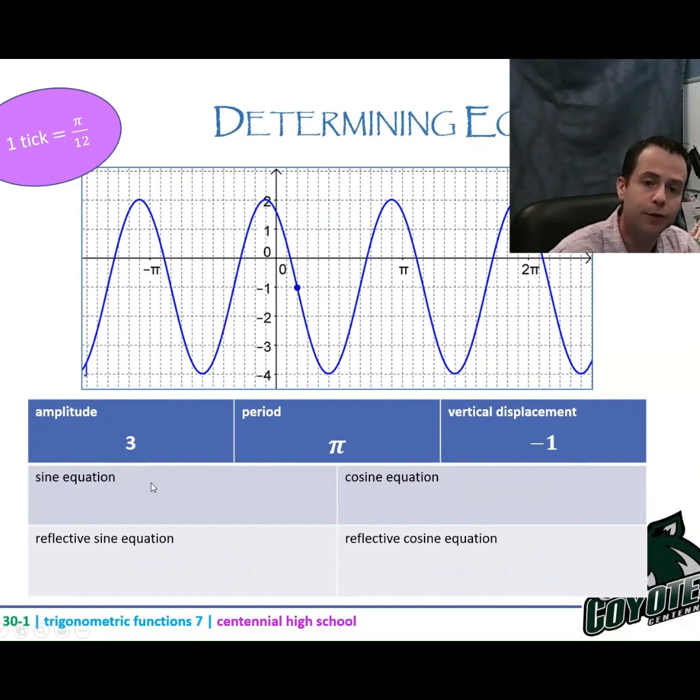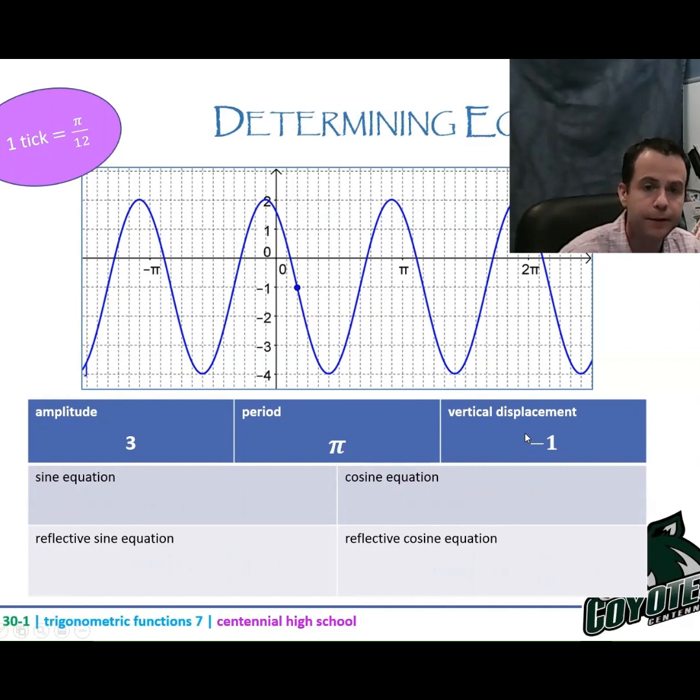So a reminder that the amplitude is going to be your A value. Your period helps you figure out the B value. Remember that it will be 2 pi divided by your period. So 2 pi divided by pi, that means I'm going to have a B value of 2. And I've got a D value of -1.